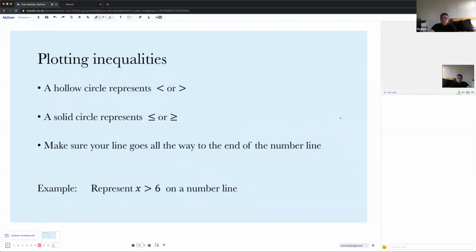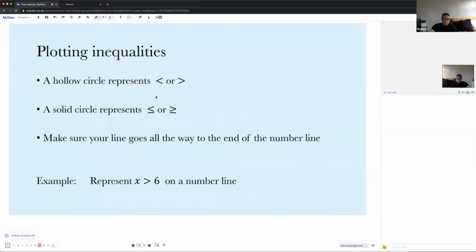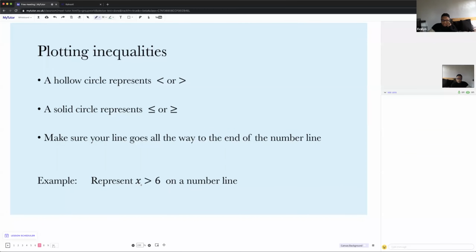Now, what we're going to do is we're going to do it the other way around. We're going to start with the inequality and then we're going to draw the number line. So remember, a hollow circle represents greater than or smaller than, solid circle greater than or equal to, smaller than or equal to, and make sure your line goes all the way to the end of the number line. So let's have a look at this one here. We've got x and we've got it greater than 6.